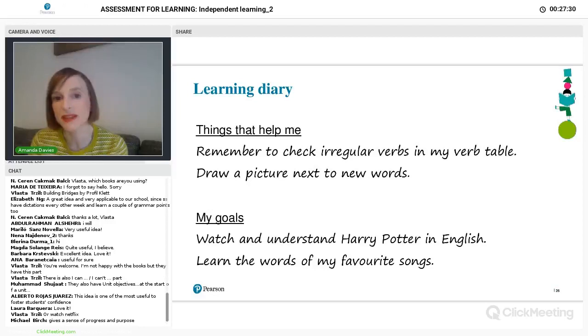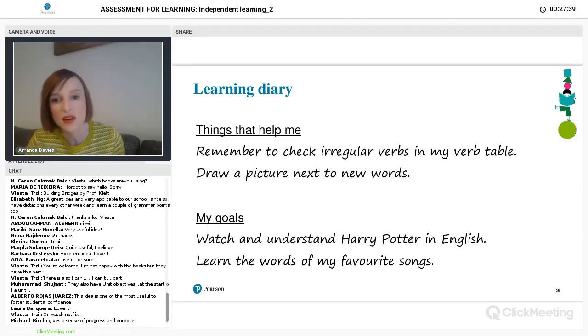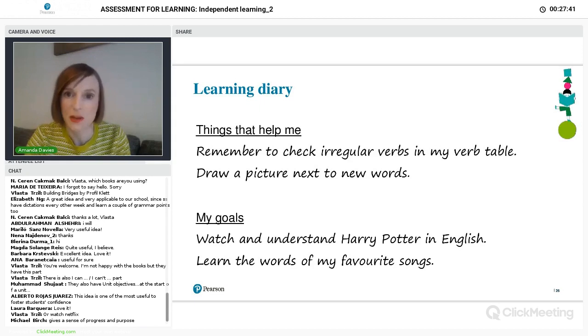Yes, so have a go with learning diaries. You don't have to do everything all the time. See what fits in with your syllabus, see what works with your students. If you've got bigger classes, you might want to do it less often. See what works, but experiment.